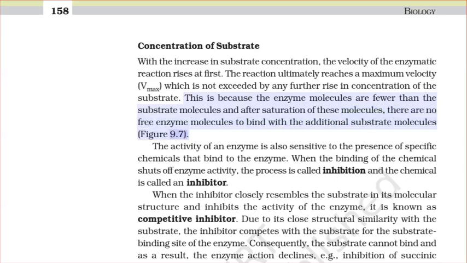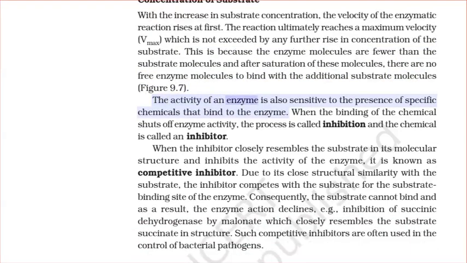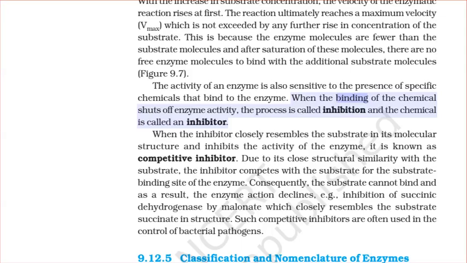Figure. The activity of an enzyme is also sensitive to the presence of specific chemicals that bind to the enzyme. When the binding of the chemical shuts off enzyme activity, the process is called inhibition, and the chemical is called an inhibitor.